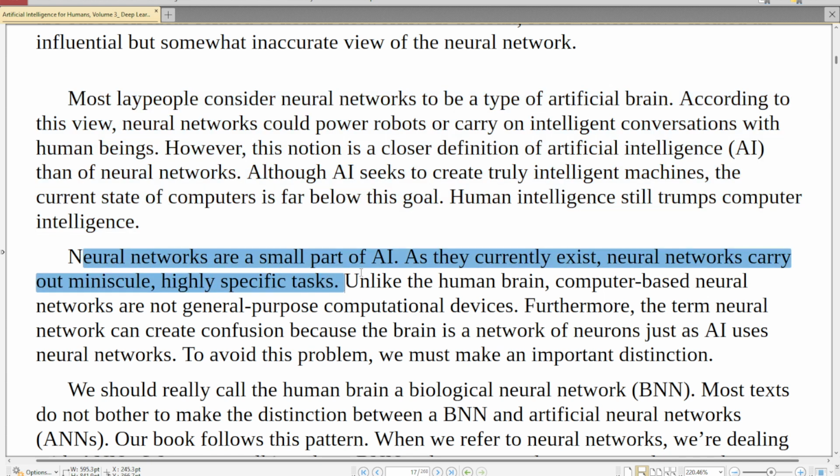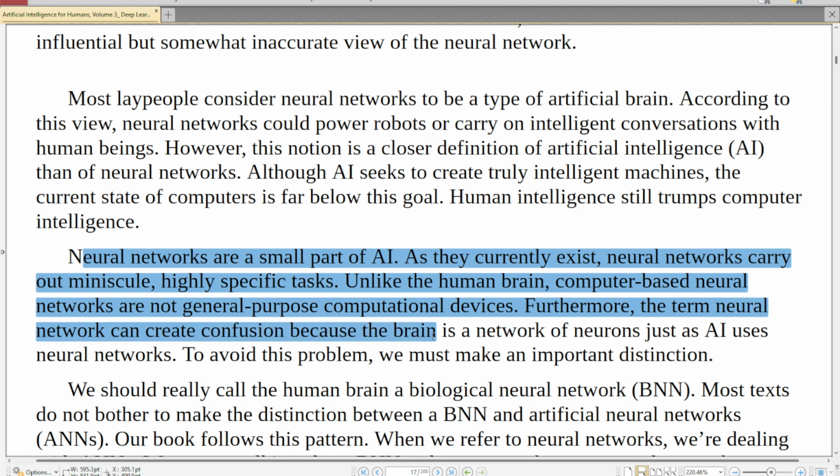The current stage of this is narrow intelligence, related to the small part of AI that currently exists, which carries out highly specific tasks. Unlike the human brain, computer-based neural networks are not general-purpose computational devices. Furthermore, the term neural network can create confusion because a brain is a network of neurons. We must make an important distinction.